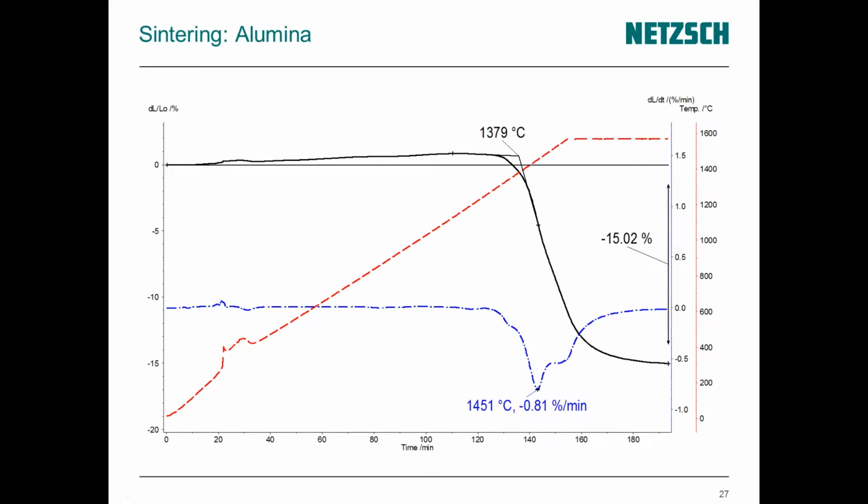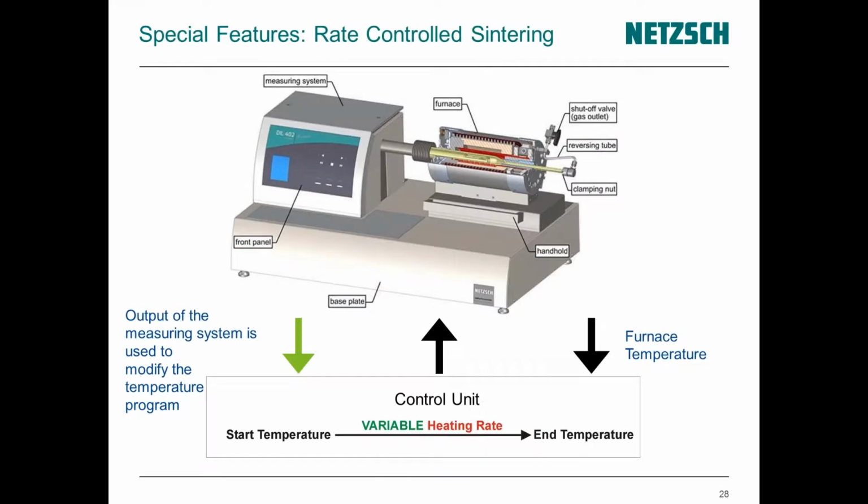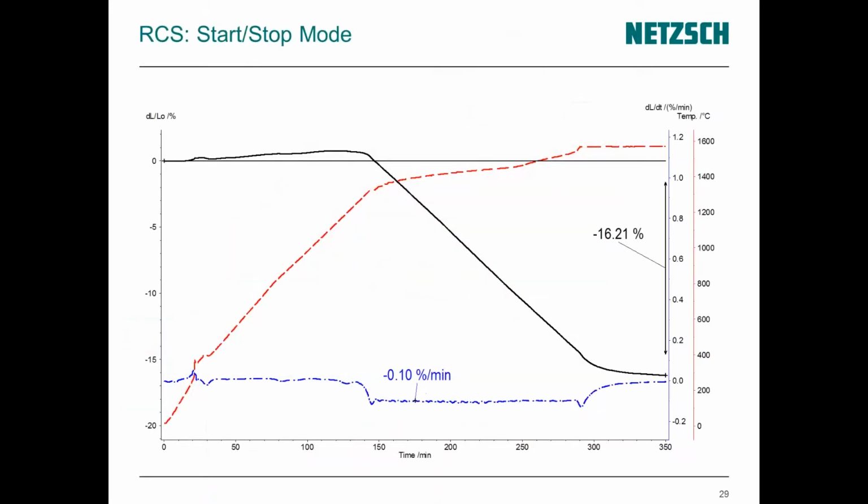So there's a special feature available called rate controlled sintering, or short RCS. Here the output of the measuring system is used to modify the temperature program. So usually measurements are performed with a constant heating rate, but in this case the heating rate is variable to keep the sintering rate, so the first derivative of the expansion, at a constant value. If you have a look at the next slide, I think it's more clear what is meant here.